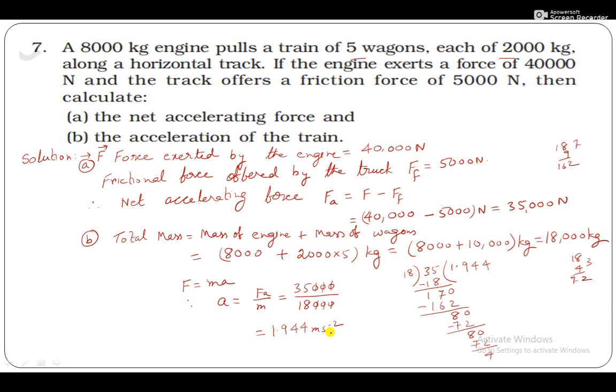This is the acceleration of the train. Now we will find the force on the wagon. If you want to find the force on the wagon, then you have to multiply this acceleration with the mass. Let us find another thing, that is the force on the wagon.